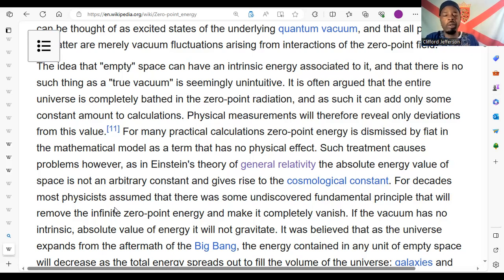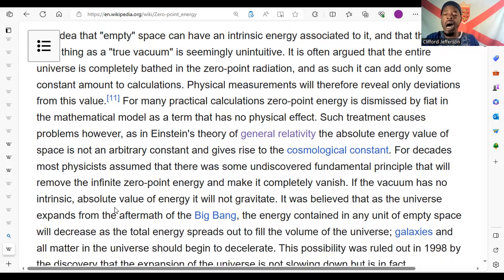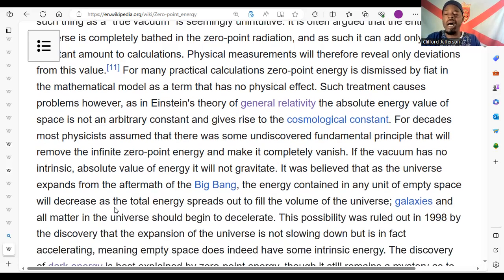All right? Such treatment causes problems, however, as Einstein's theory of general relativity, i.e., gravity, i.e., the curvature. The absolute energy value of the space is not an arbitrary constant and gives rise to the cosmological constant. For decades, most physicists assumed that there was some undiscoverable fundamental principle that would remove the infinite zero point energy and make it completely vanish. All right? If the vacuum has no intrinsic absolute value of energy, it will not gravitate, meaning it won't get pulled.